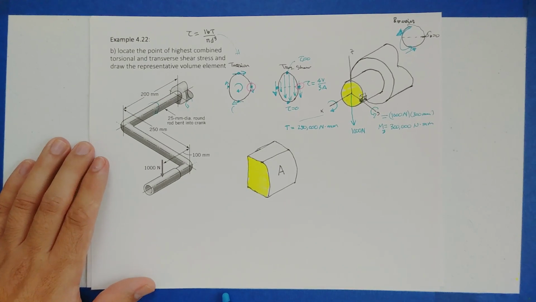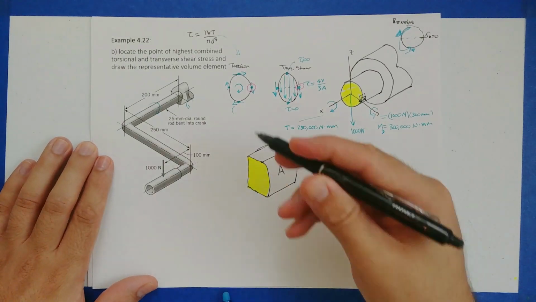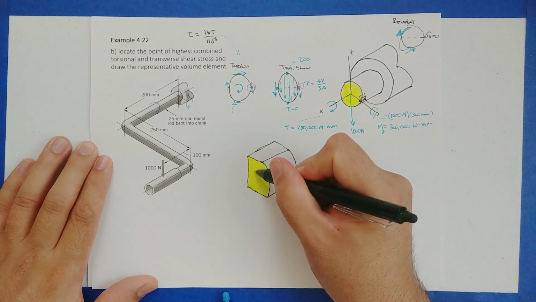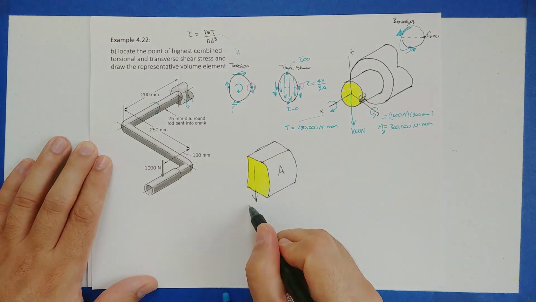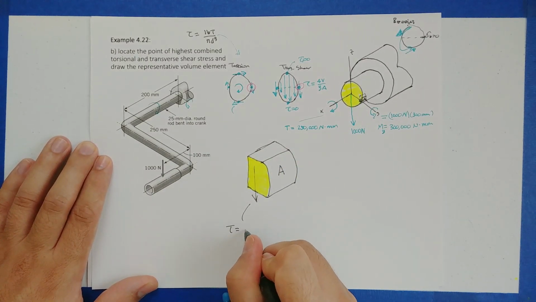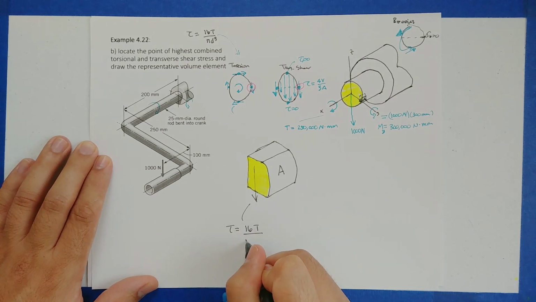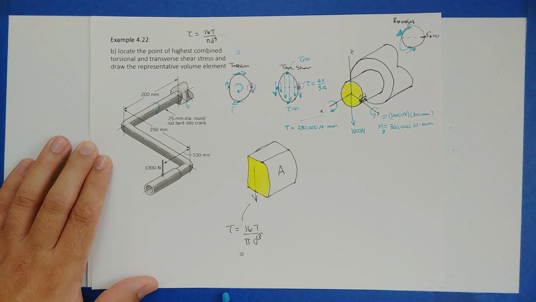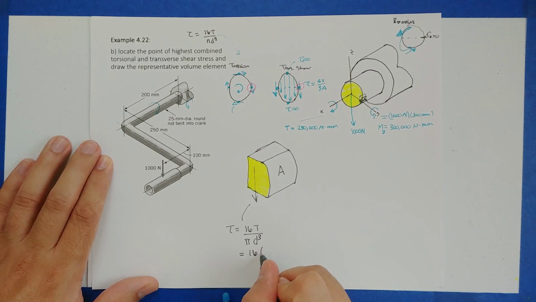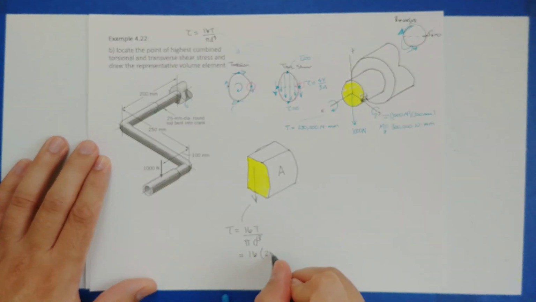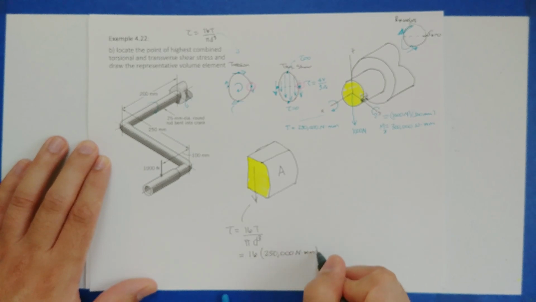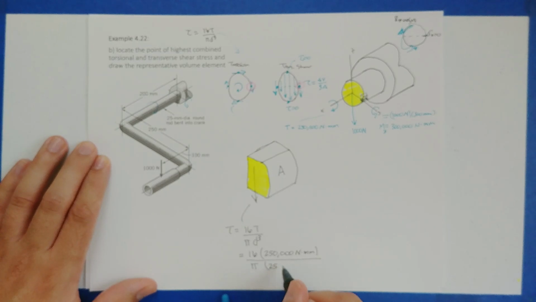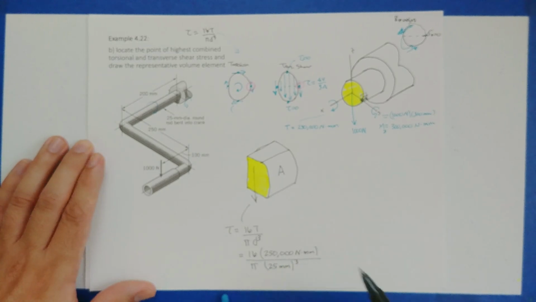Right? So what do we have? Let's look at the one for the torsion first. So we have a downward arrow. So we have an arrow pointing down. This is going to be from torsion. The formula is 16T divided by pi d cubed, which when we substitute the values is 16 times the torsion, which was 250,000 newtons times millimeter. Again, divided by pi times the diameter, which is 25 millimeters cubed.